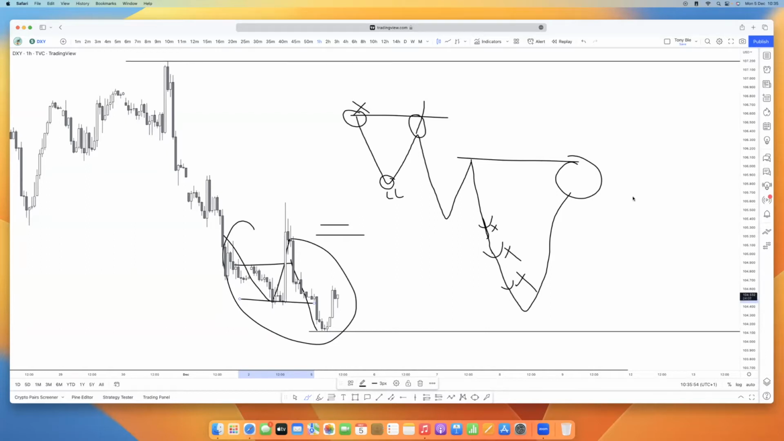Okay. So now which one is better? Which one is better now? Because I know I have just one shot at taking the sell. If it doesn't play out, it's going to go up.